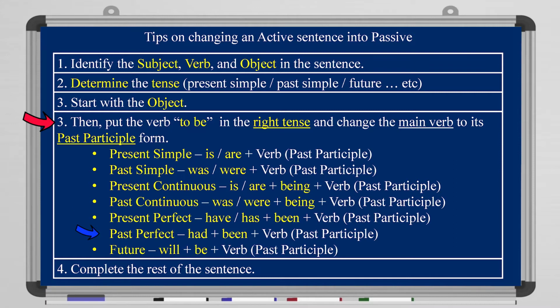With the past perfect, it is had, plus been, plus the verb in the past participle. With the future, it is will, and then be, and then the verb comes in the past participle, and then you put the rest of the sentence. I know it is a lot of information, but when you have this table right in front of you, like I said, screenshot this table right now so that when I am explaining, I want you to look at it and you're going to understand it even better. Okay? So let's look at a few examples.